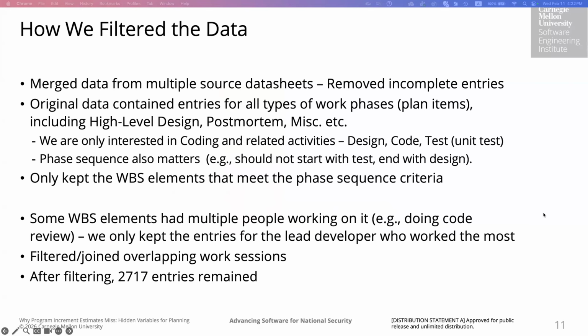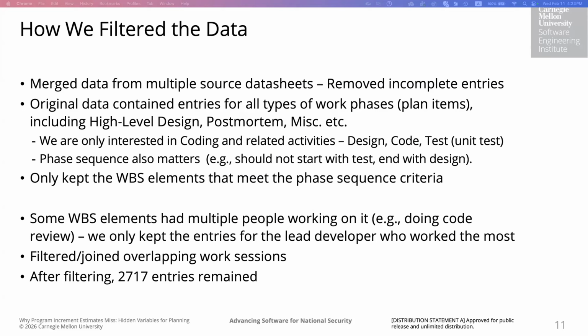So here is how we filtered our data. The raw data was spread across multiple source data sheets, so the first step was to merge them into one single data set and remove the entries that are not complete. The raw data contained entries across all phases, as I just mentioned, so the next step was to filter on them.